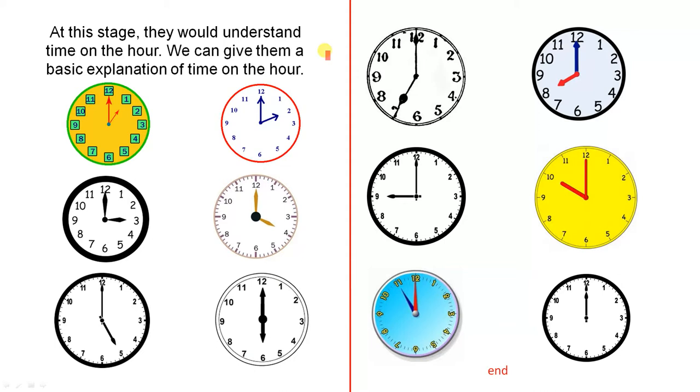At this stage, they would understand time on the hour. So for example, most students would understand, say, 9 o'clock, because that is roughly when school starts. Most of them would understand, say, the time 3 o'clock. Of course, roughly, that's when school could finish. So we can give them a basic explanation of time on the hour. I think that's a pretty good way to start.